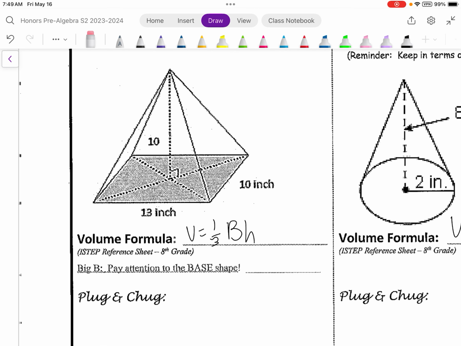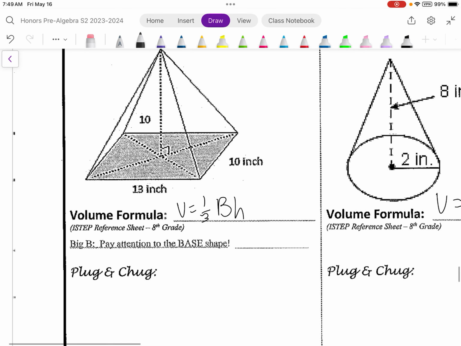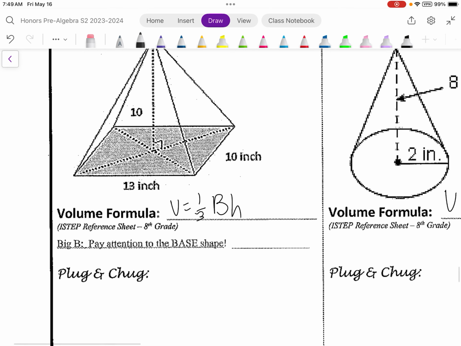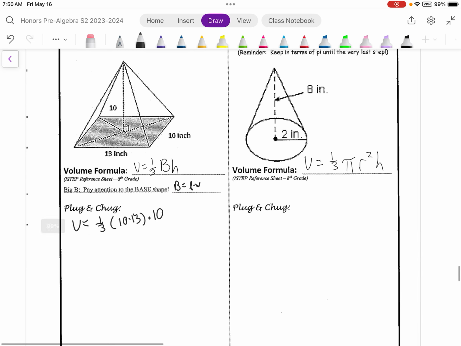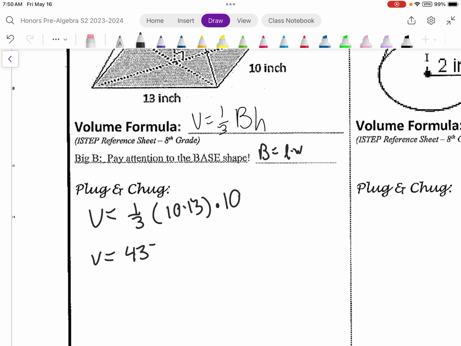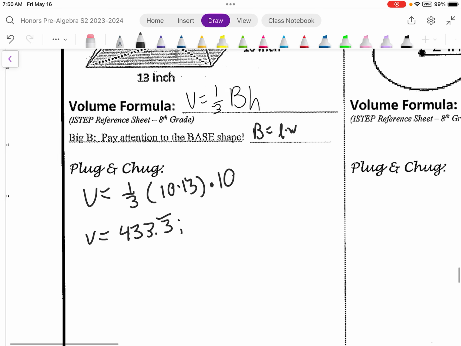We have this pyramid here. It gives us a height of 10. It is 10 wide, 13 long here. The big B is going to be the area of the base, and this is going to be a rectangle. So big B is going to be length times width. And so we'll do volume equals 1/3 times our length times width, which is 10 times 13, times the height of 10. And so if we go ahead and do this, 10 times 13 is 130. Times by 1/3 is the same thing as dividing by 3, if you did not know that. And times that by 10, which is going to get us V equals 433.3 repeating. This would be our volume. Plus, we need units, of course, inches cubed.